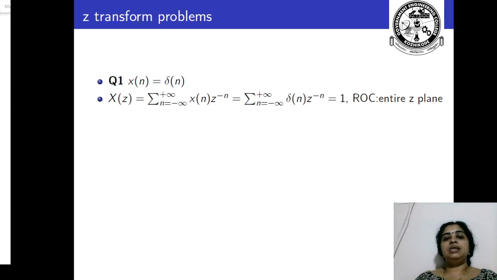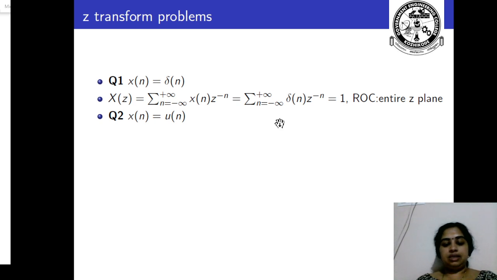In this case, it exists only at n equal to 0, isn't it? The sequence has value only at n equal to 0, and there is no restriction on Z. Whatever be the value of Z, you will get the Z transform as 1. That means the region of convergence for this sequence del of n is the entire Z plane. Okay. So when you say it's the entire Z plane, it means including 0 and infinity, you will have to draw.